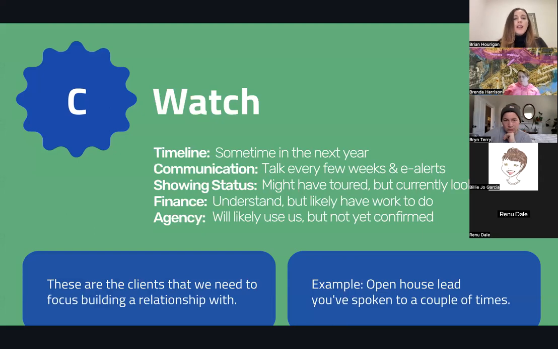And then we have our watches. These are people that to some extent we have a relationship with. We know they are going to buy in the next year. So if A's are 1 to 3 months and B's are 3 to 6 months, then our C's are going to be those 6 to 12 months out people. We're talking every few weeks, about once a month until it starts to get closer.